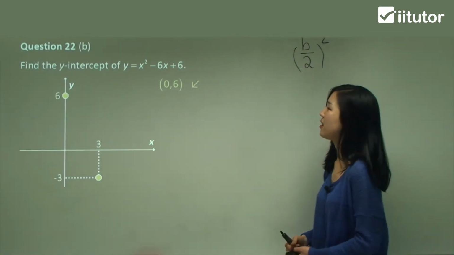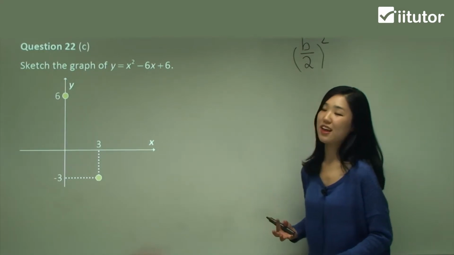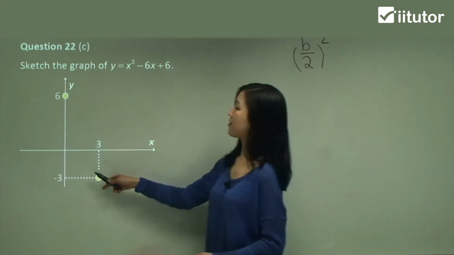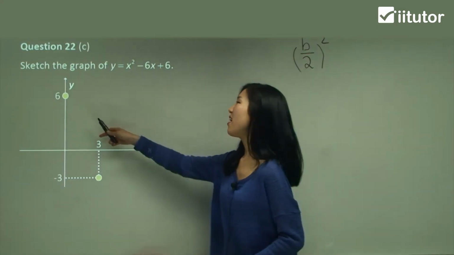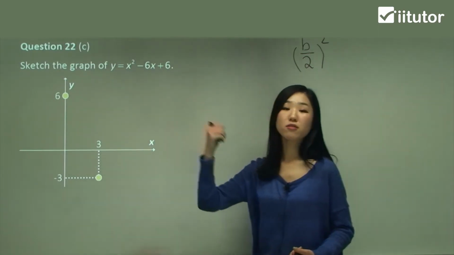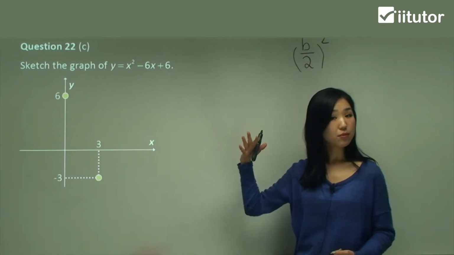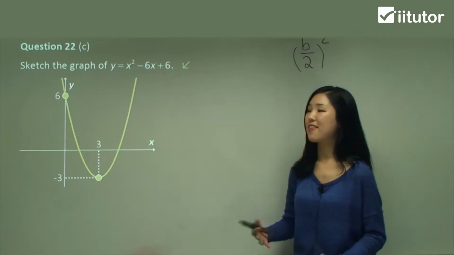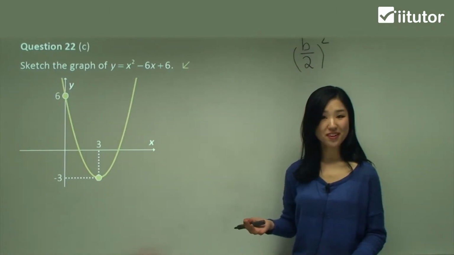Alright, because the final one, part C, will ask us to sketch the graph. So that's the vertex. It will pass through the y-intercept. And because the coefficient of x squared is positive, we know that it's going to be concave up. Just join them, and that will be your answer. Simple, isn't it?